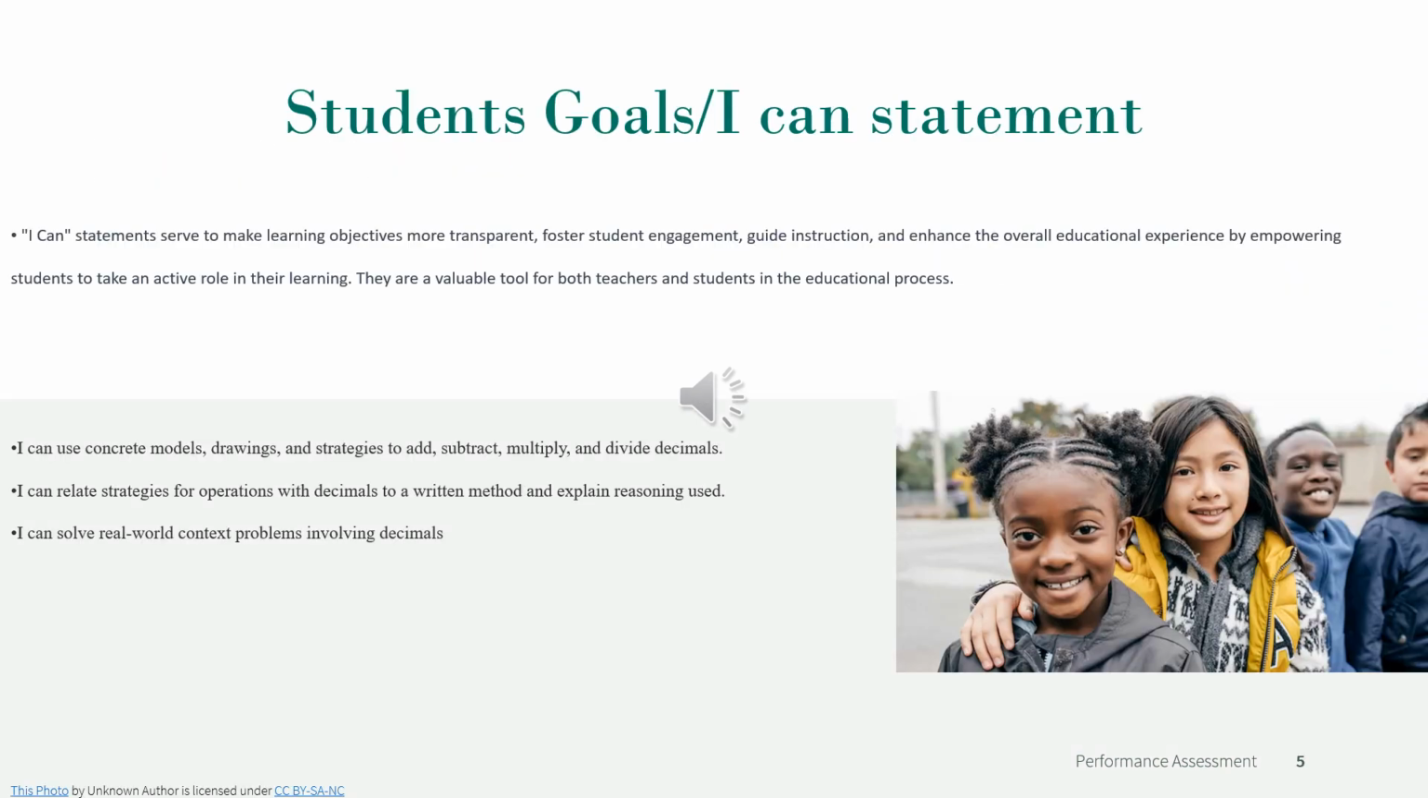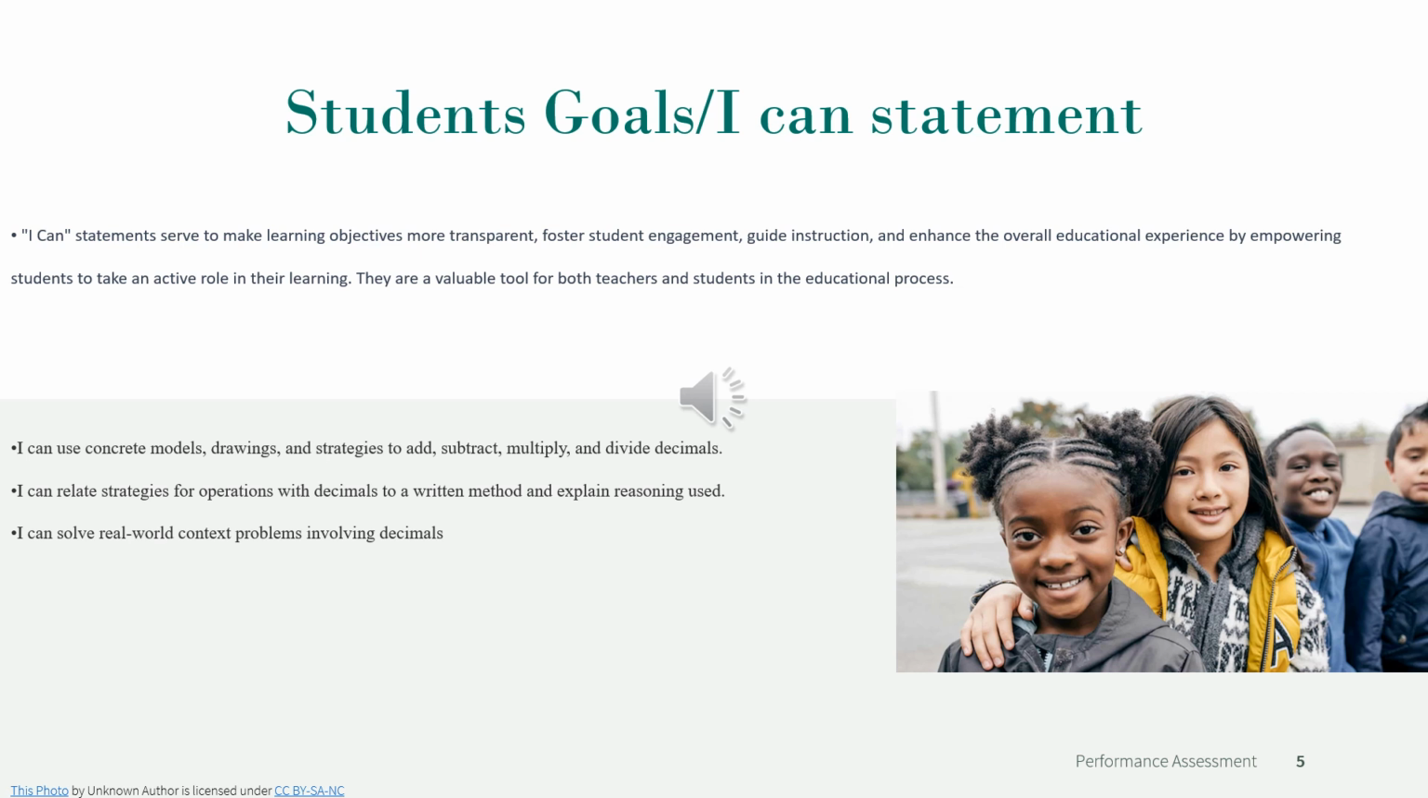Student goals and I can statements. I can statements serve to make learning objectives more transparent, foster student engagement, guide instruction, and enhance the overall educational experience by empowering students to take an active role in their learning. They are a valuable tool for both teachers and students in the educational process.